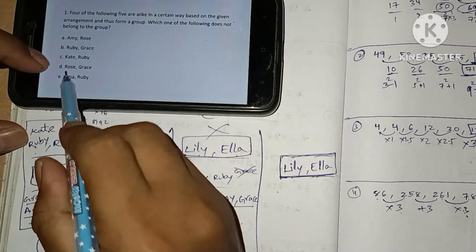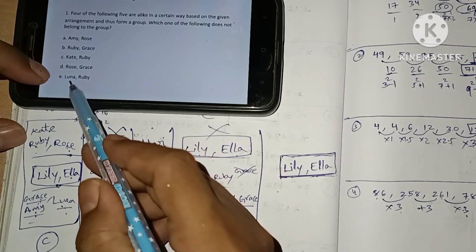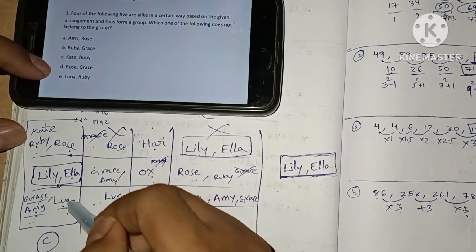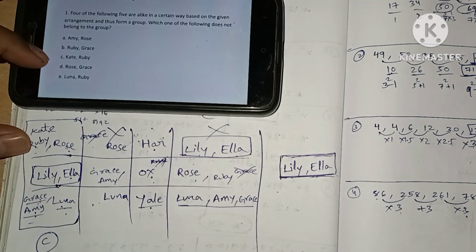Let's see the further options also. Rose and Grace: Rose here, Grace here. Luna and Ruby: Luna here and Ruby here, different colleges. So option C is our answer.